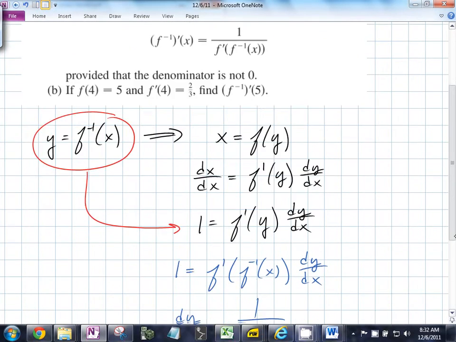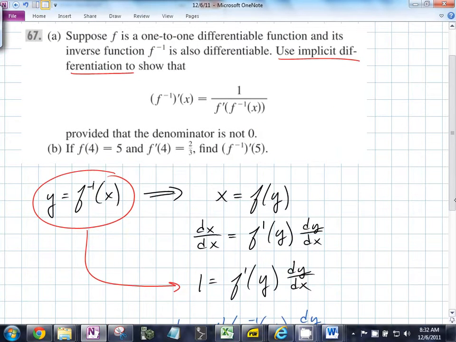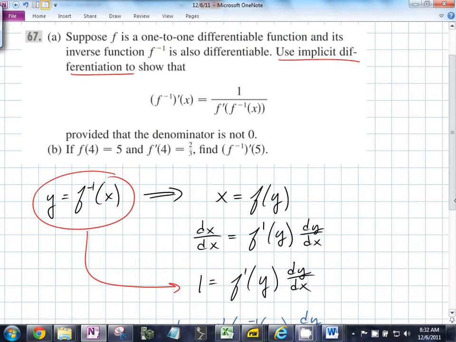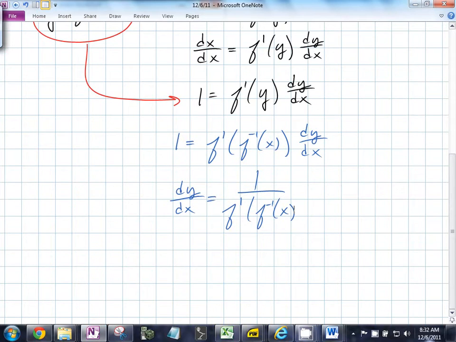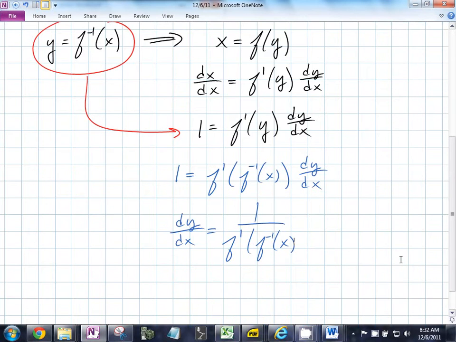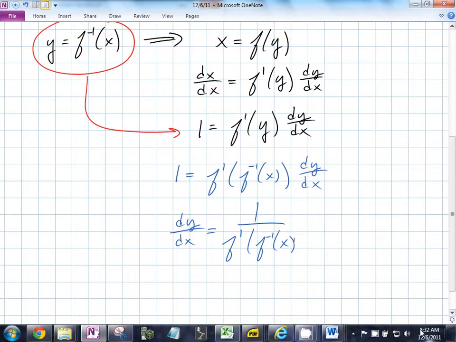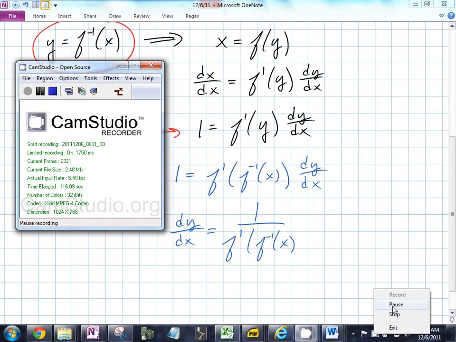Is that exactly what we wanted? Are we sure? No. There's one last little piece here. We're trying to show, we just showed dy dx. What is dy dx? It means the derivative of f inverse of x, not f prime of x. So we have a little cleanup to do.